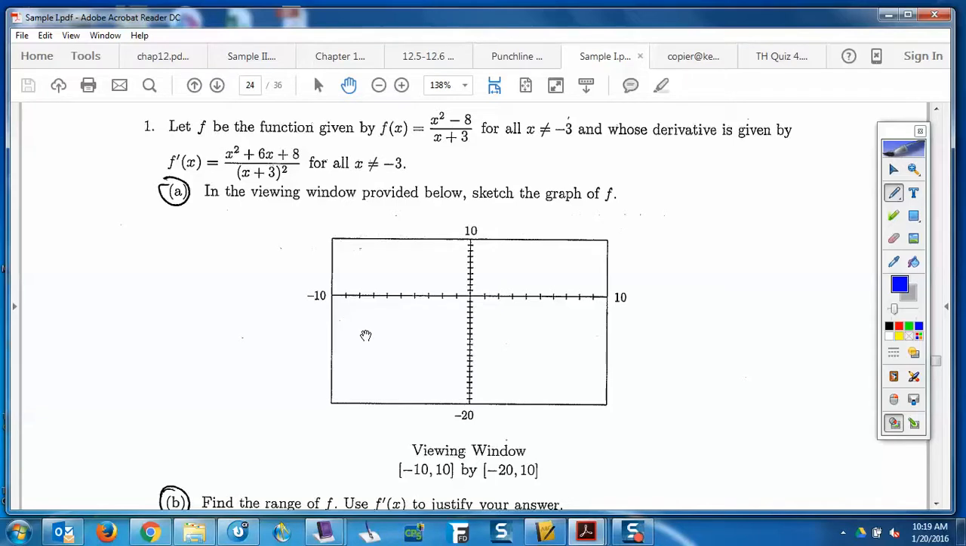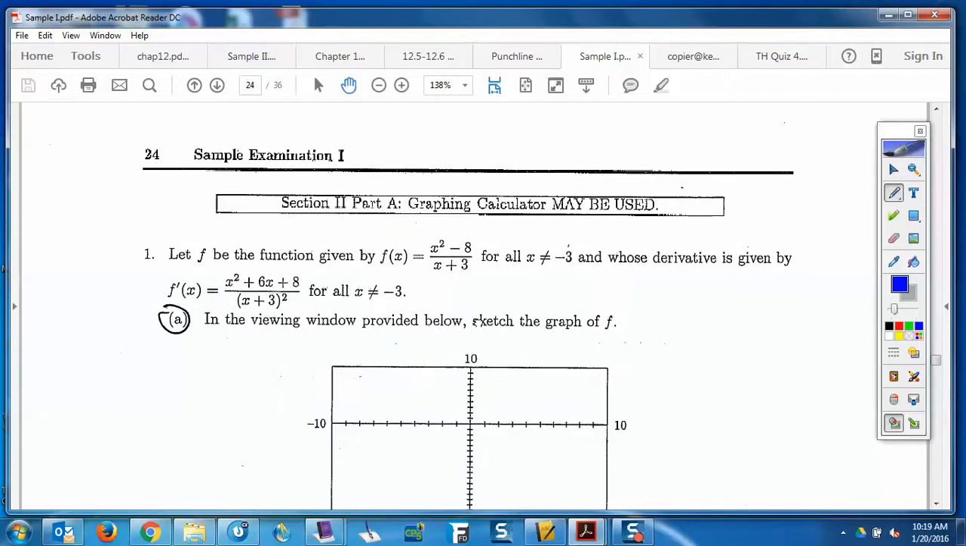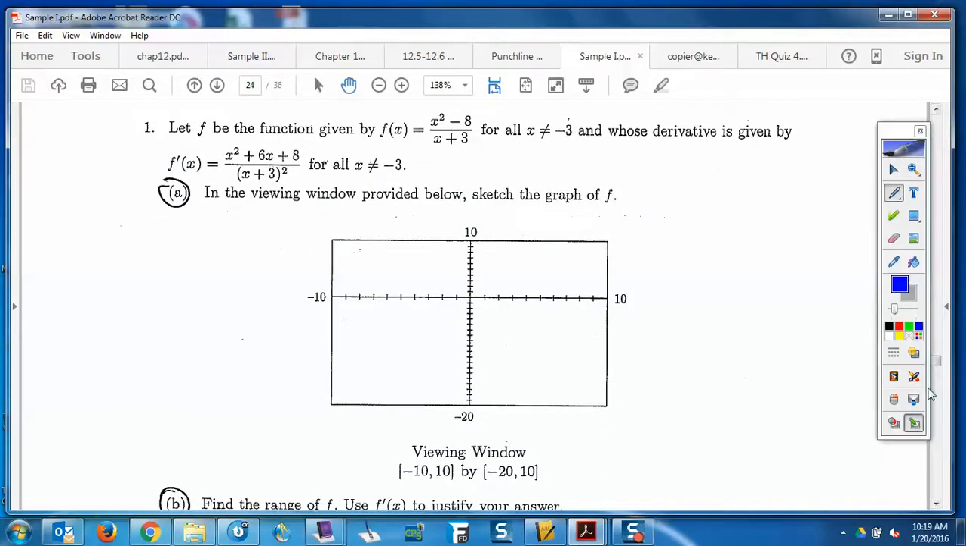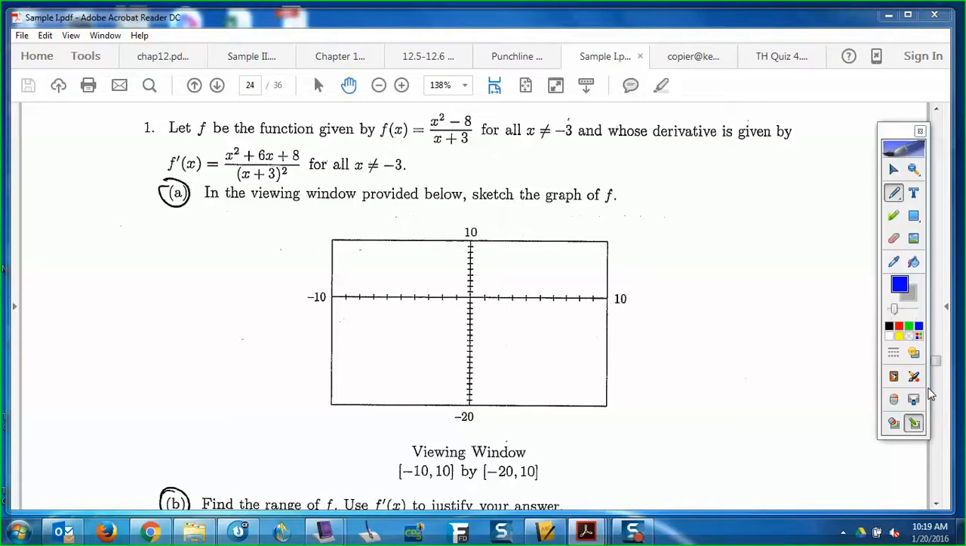Okay, so here they give you the function f, and of course x cannot equal -3 because that's going to be a problem. That would be 1 over 0. And this is a calculator one, so you actually could graph it. But what does it mean? What would you expect when you do graph it? If you put a -3 in here, you get 9 minus 8, which is 1 over 0. What would you expect in the graph if you got 1 over 0? Vertical asymptote, right? So there should be a vertical asymptote at -3.